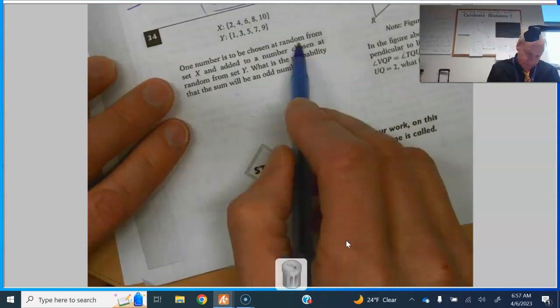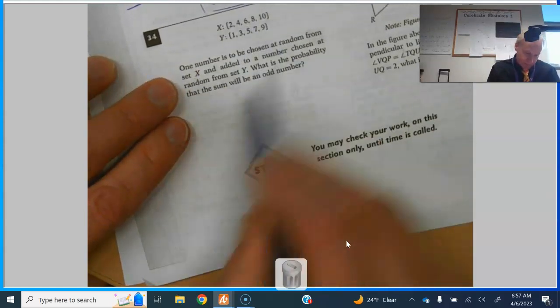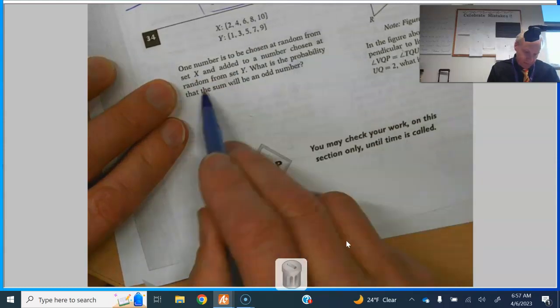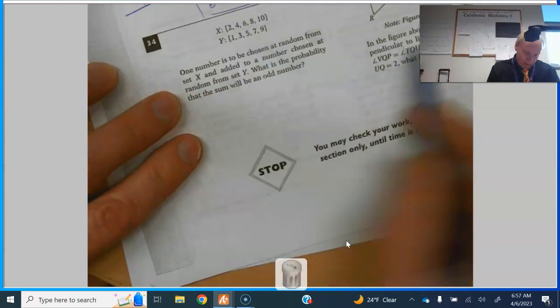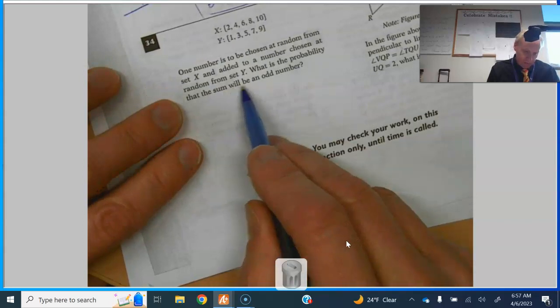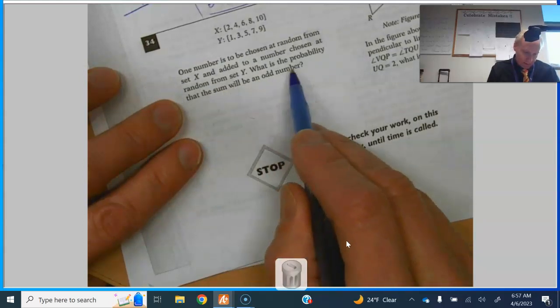One number should be chosen at random from set X. Okay, 2, 4, 6, 8, 10. And added to a number chosen at random from set Y. What is the probability the sum will be an odd number?